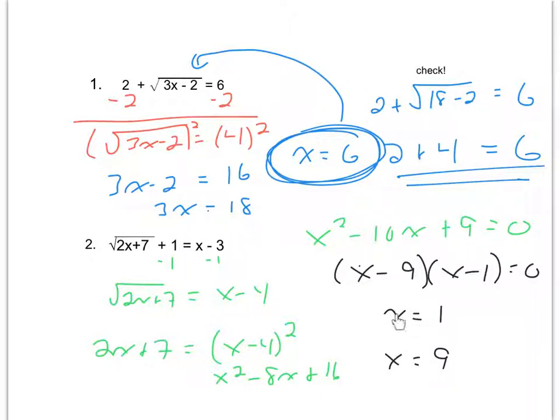If I go with 1 in the first one, I get 2 times 1 is 2. 2 plus 7 is 9. The square root of 9 is 3. 3 plus 1 is 4. So I get 4 on the left. 1 minus 3 is negative 2. I get negative 2 on the right. Guess what, boys, girls, ladies, gentlemen? x equals 1 does not work. Cross it out. Let's try 9.